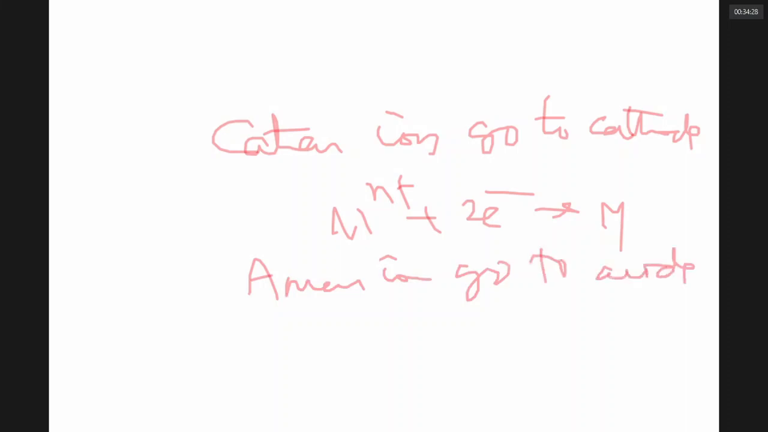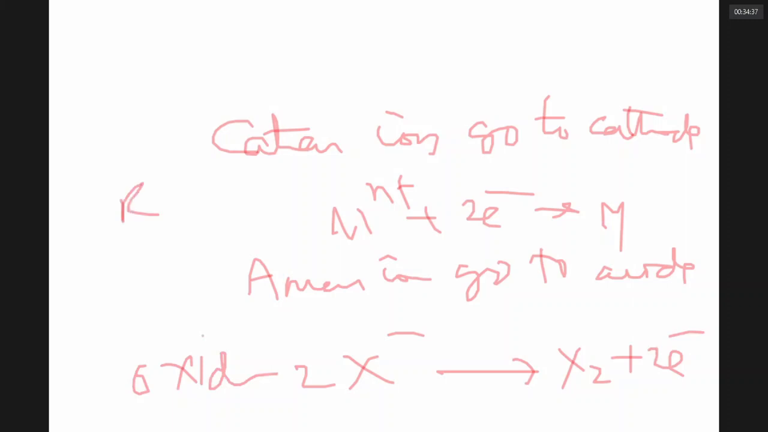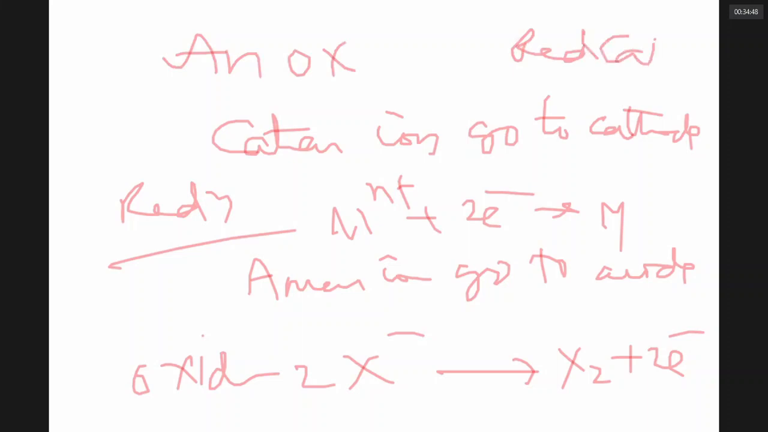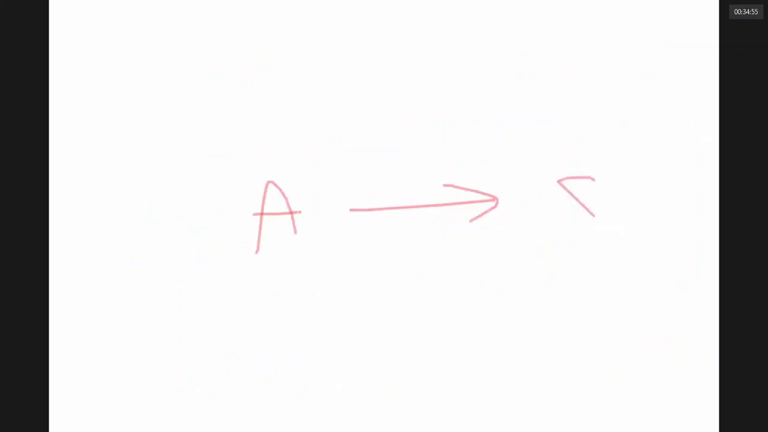Their anions will lose the electrons. Therefore, oxidation at anode, reduction at cathode. Sir, the cathode always undergoes reduction, anode always undergoes oxidation, always AN OX, always RED CAT. Always you have to remember AC, AC, AC, AC. What do you mean by AC? Electrons flow from anode to cathode.